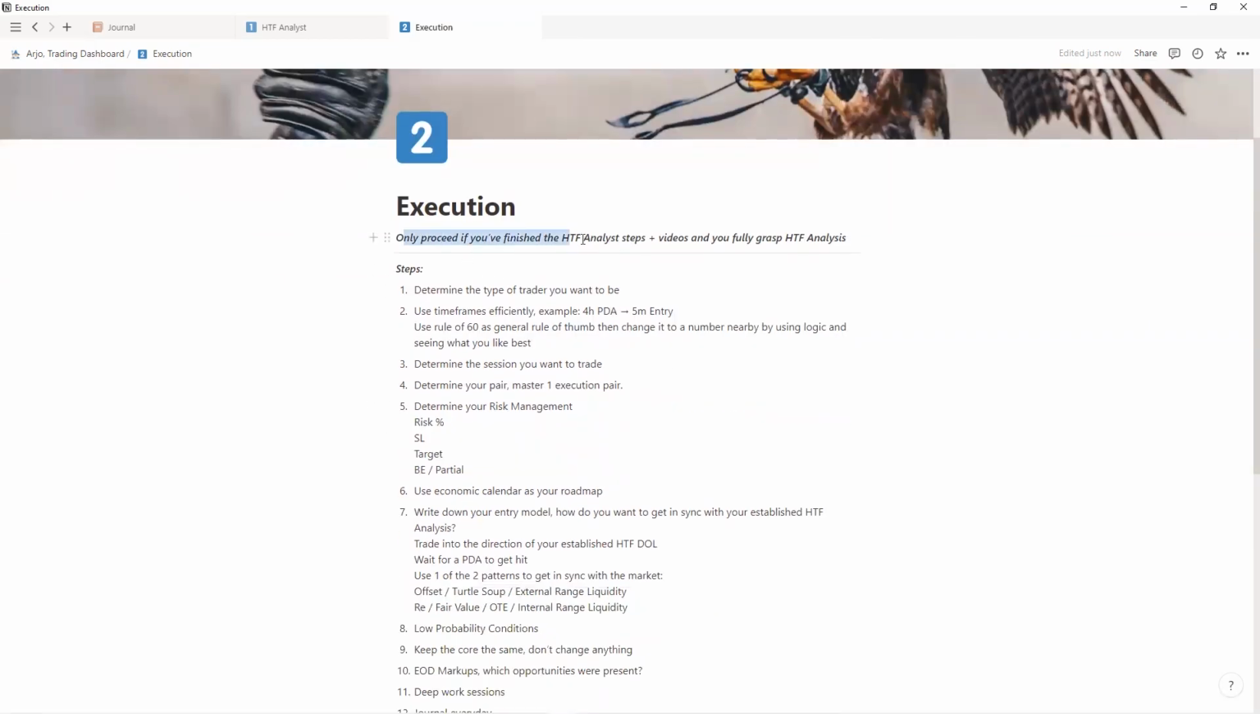Only proceed if you finished the higher time frame analysis steps plus videos and you fully grasp higher time frame analysis. Of course, there will be times where you doubt yourself: do I fully grasp higher time frame analysis? I'm not sure. Do I go on to execution? I'm not sure. If you doubt it, just go to execution, and you'll soon find out if you should have stayed at the higher time frame analysis phase or the execution phase. You'll find out, so don't worry about that.